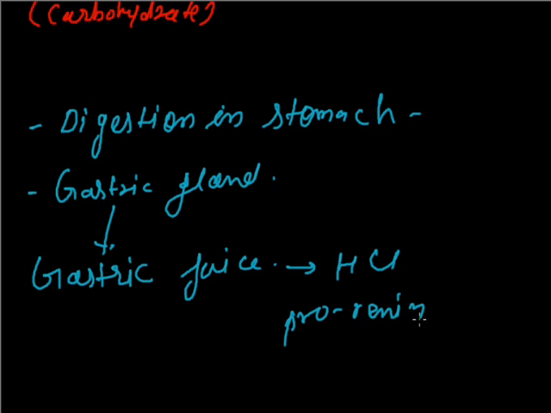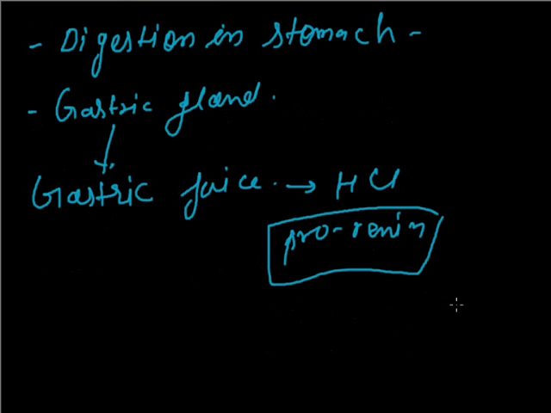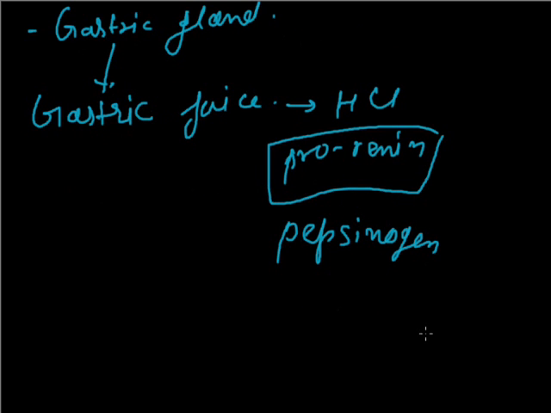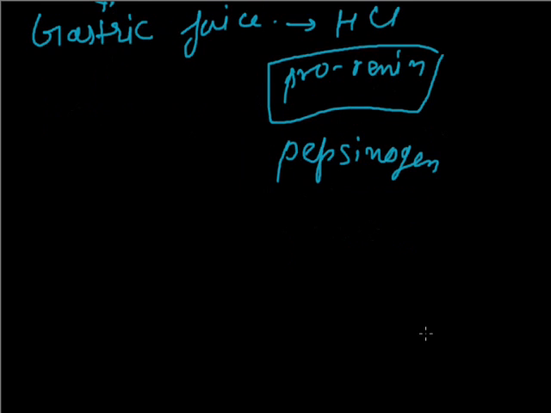prorenin. Basically this prorenin will be absent in humans. They also contain pepsinogen. These are the three elements of the gastric gland: HCl, prorenin and pepsinogen. HCl is important because HCl provides the acidic nature inside the stomach.